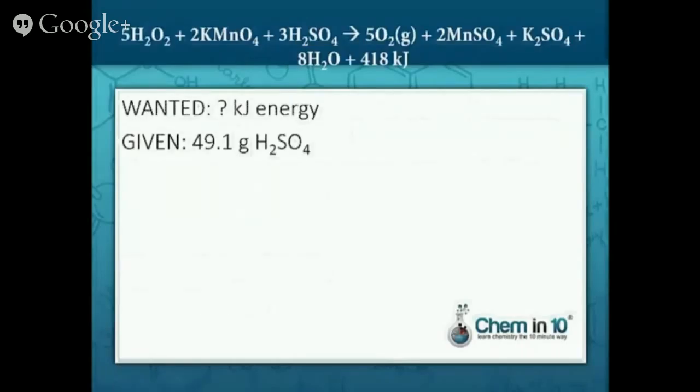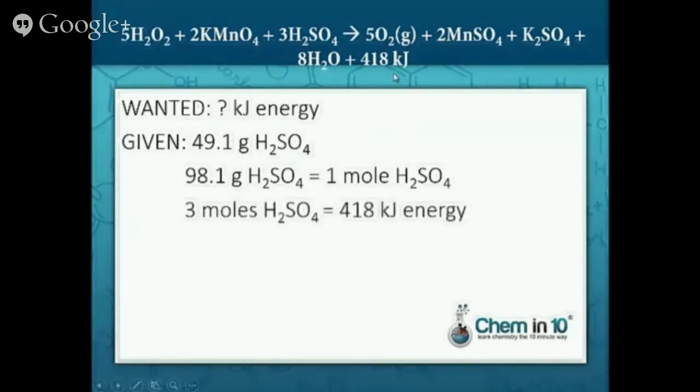So to figure out the number of moles of sulfuric acid we have, we're going to need the molar mass of sulfuric acid, because remember, you want to convert everything to moles. 98.1 grams of sulfuric acid is equal to 1 mole of sulfuric acid. And the molar ratio between moles of sulfuric acid and 418 kilojoules is given to us in this problem. 3 moles of sulfuric acid produces 418 kilojoules of energy. So how many kilojoules of energy is equal to 49.1 grams of sulfuric acid?